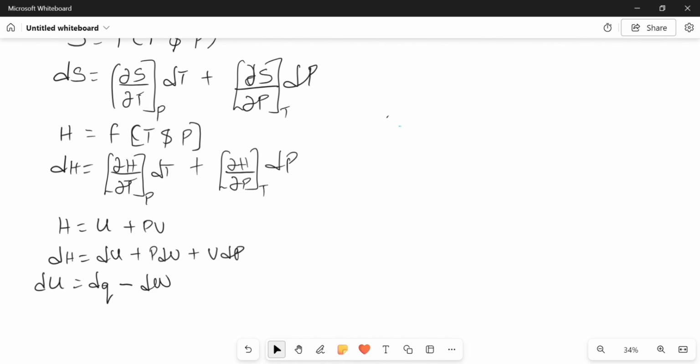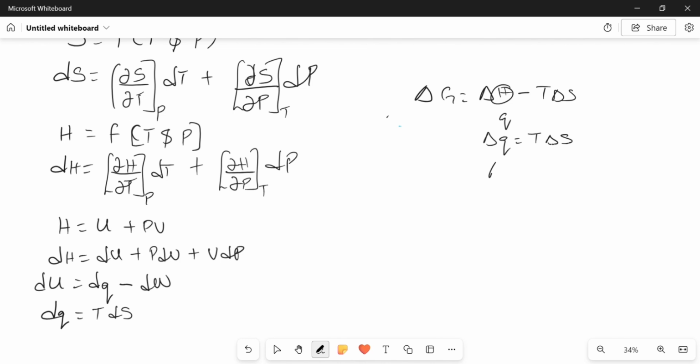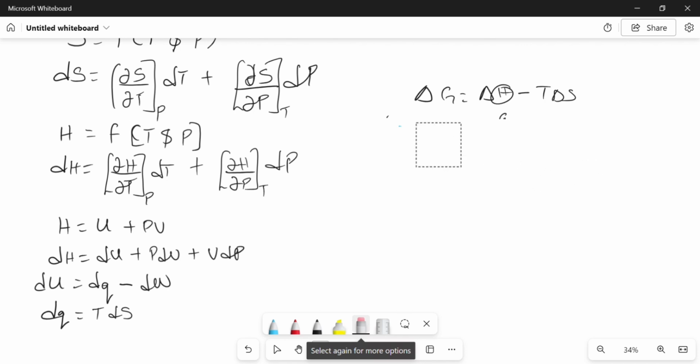From the definition of enthalpy, we also conclude that dq is equal to T dS. If you remember, change in G equals change in H minus T change in S, so you can conclude that Q is equal to T change in S, where change in G is equal to 0. Let me rub this off, though we don't need it, so we can know where that equation comes from.